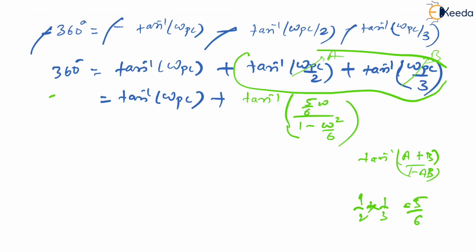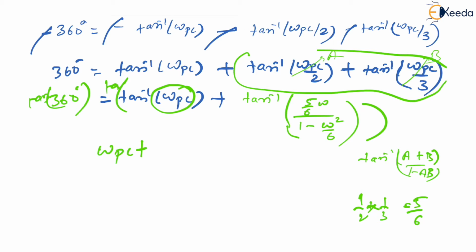Now, what do you get here? You understand that it is 360 degrees, which is the same as 0 degrees only, right? Which means I can apply tan on both sides. I will get tan of 360 degrees equal to tan of all of this. This tan and tan inverse will get cancelled. So you get omega PC plus 5 omega by 6 minus omega squared, correct? See dear, I will tell you how that is happening.